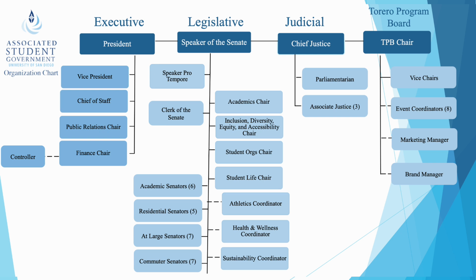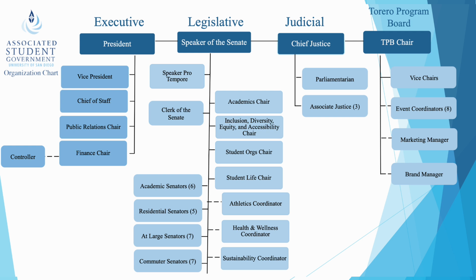So, now that you know our mission statement, and now that we know you're interested in applying, what does ASG look like? Well, I'm glad you asked, because we have this amazing organizational chart to show you. For those of you unaware, ASG is split into 4 branches: the executive, the legislative, the judicial, and the Torero Programming Board. Each of these branches is chaired by one individual person, being the president for the executive, speaker of the Senate for the legislative, the chief justice for the judicial, and the Torero Programming Board chair for TPB.